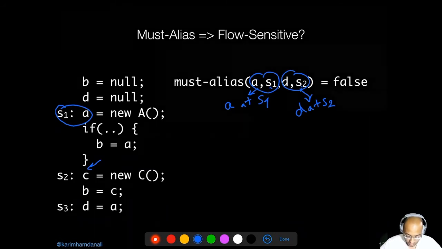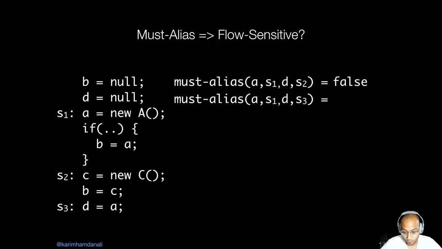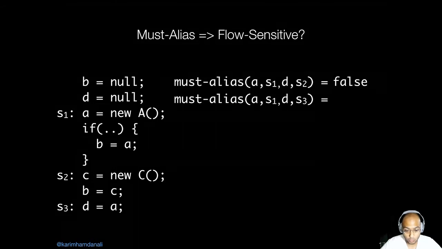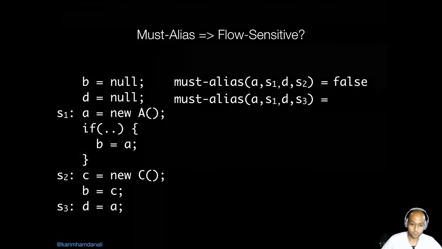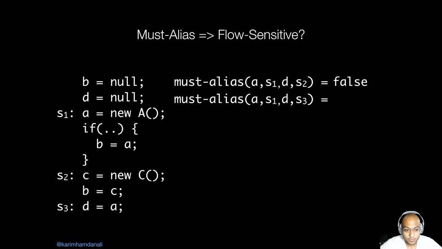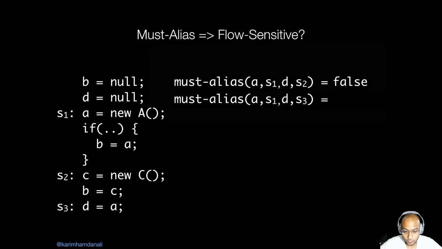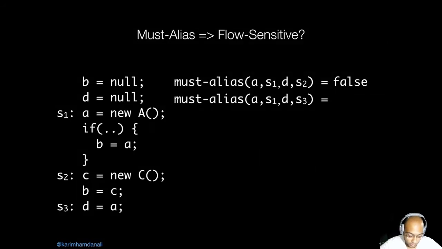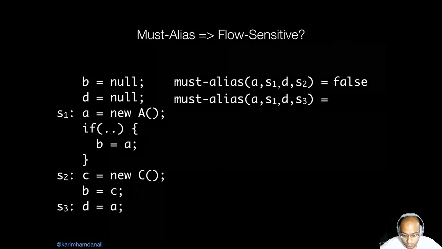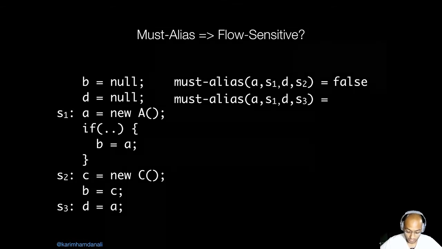What about must alias A at S1 and D at S3? Is that going to be true or false? True, it's going to be true. Why is that? A at S1 hasn't changed, and D at S3 is set to A. Exactly. After S3, D is equal to A unconditionally. So here must alias is going to be true.